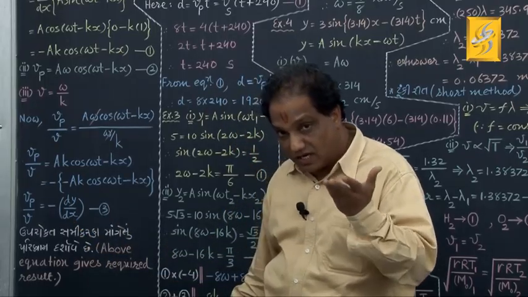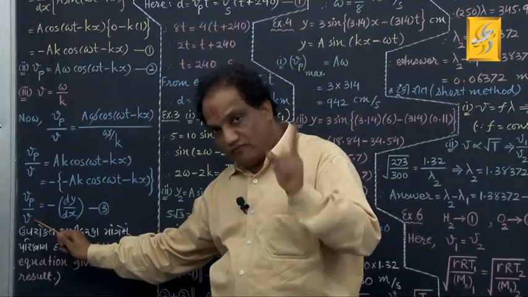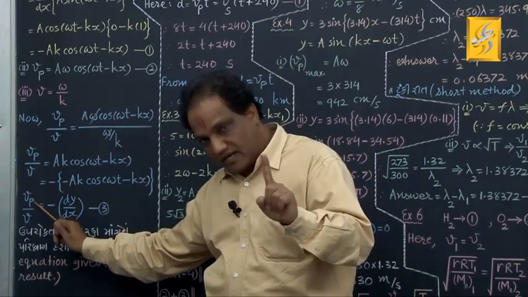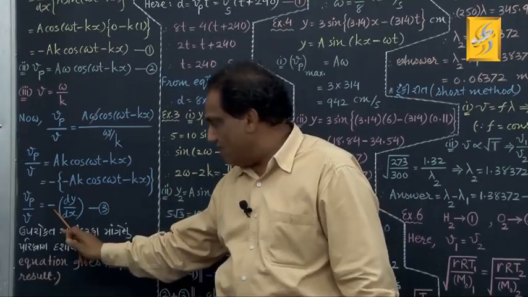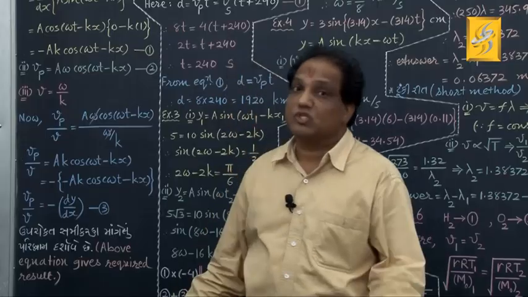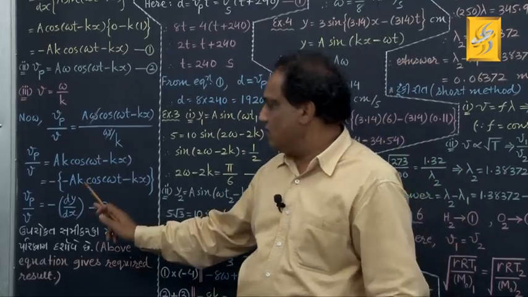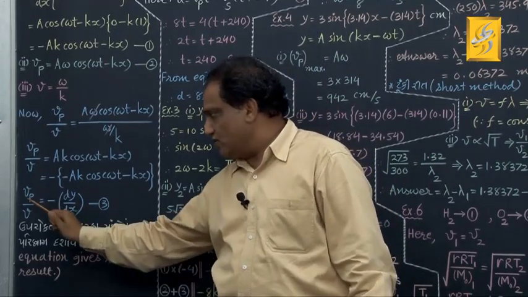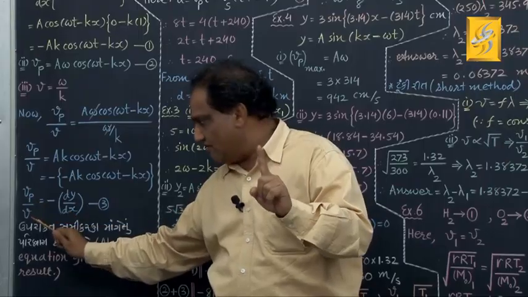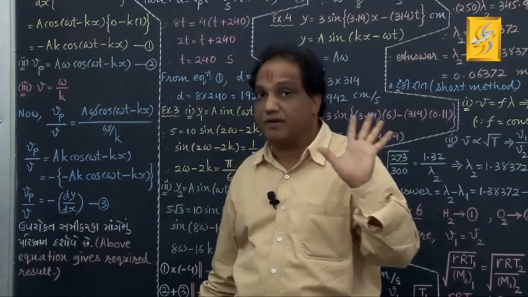Tell me what is the result which you have proved. Very simple. Ratio of velocity of oscillation of particle to the wave velocity is found to be equal to negative value of slope of wave shape. Slope of wave shape we have found out, it is dy by dx, correct? I repeat, ratio of velocity of oscillation of particle to the wave velocity is equal to negative value of slope of wave shape. Simple.